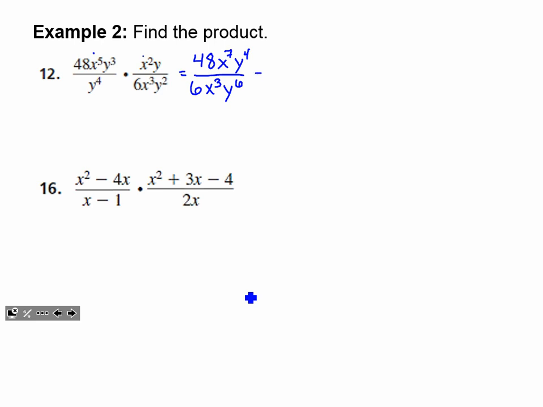They're all multiplied together. So 48 divided by 6 simplifies as a fraction to 8 over 1. X to the 7th over x to the 3rd simplifies to x to the 4th in the numerator. And y to the 4th over y to the 6th simplifies to just a y squared in the denominator. There is our simplified answer.